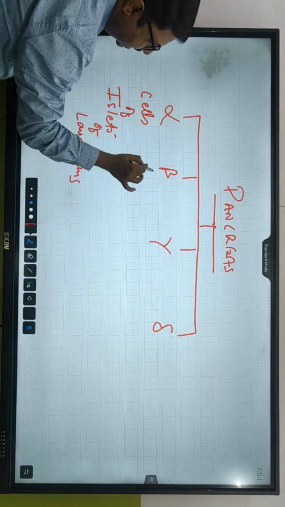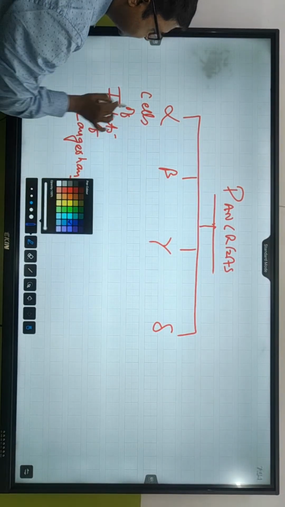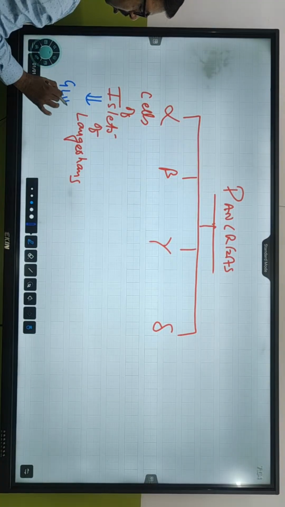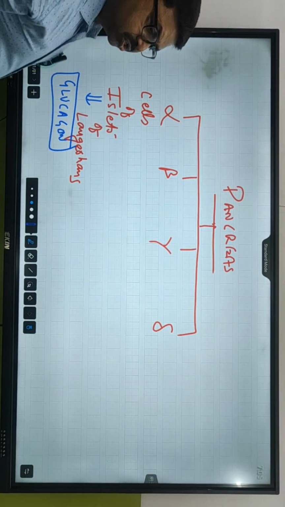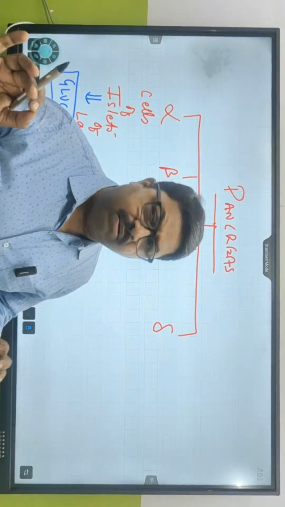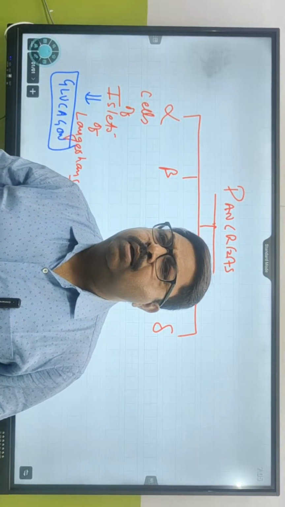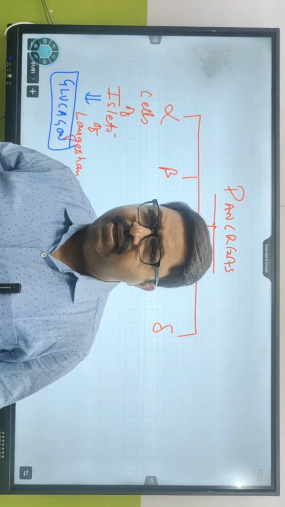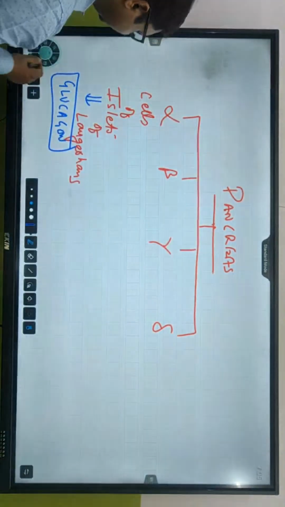So alpha cells, beta cells same. The alpha cell secretes a hormone called glucagon. Tell me, what is the function of glucagon? Glucose. So does it help in increase in glucose level in the blood or decrease in the glucose level in the blood? It helps in increase in the glucose level.